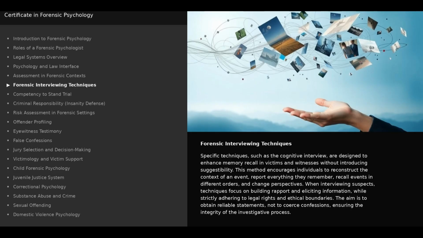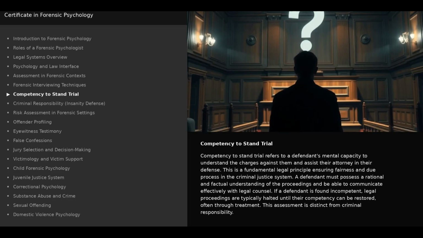process. Competency to stand trial refers to a defendant's mental capacity to understand the charges against them and assist their attorney in their defense. This is a fundamental legal principle ensuring fairness and due process in the criminal justice system. A defendant must possess a rational and factual understanding of the proceedings and be able to communicate effectively with legal counsel. If a defendant is found incompetent, legal proceedings are typically halted until their competency can be restored, often through treatment. This assessment is distinct from criminal responsibility.